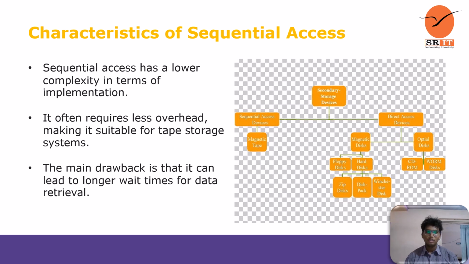Coming to the characteristics of sequential access, as the name itself defines, the data is organized sequentially. Here we can see sequential access has lower complexity in terms of implementation. It often requires less overhead, making it suitable for tape storage systems. The main drawback is that it can lead to longer wait times for data retrieval. We can see in the image secondary storage devices, that is SSD.